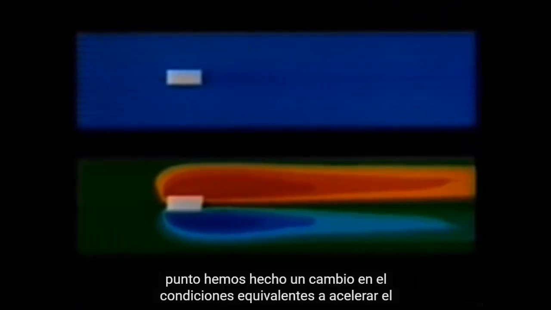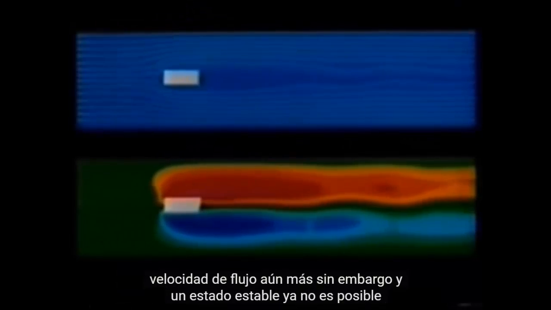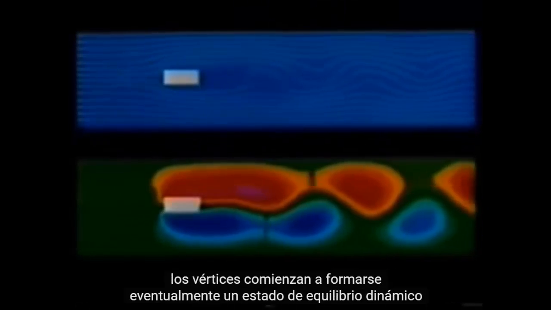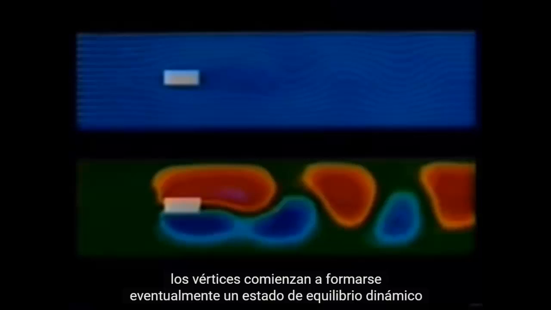At this point, we've made a change in the conditions, equivalent to speeding up the flow. The streamlines change until again they form a steady state. Increasing the speed of flow still further, however, and a steady state is no longer possible. Vortices begin to form. Eventually, a dynamic equilibrium state is reached.